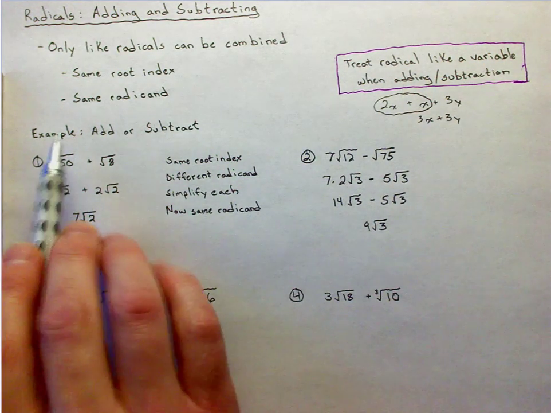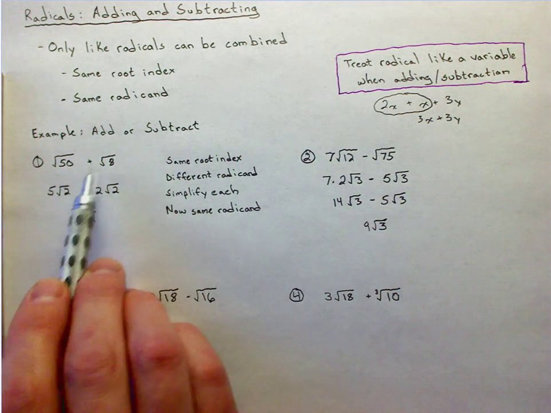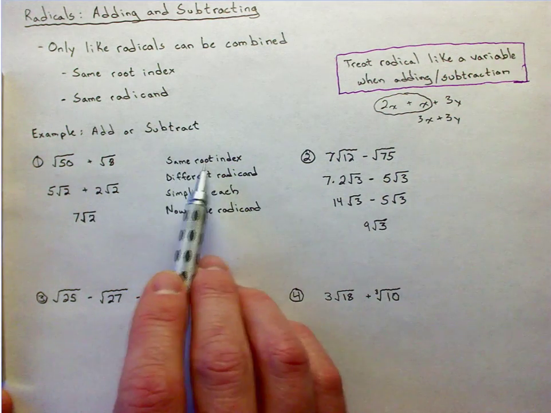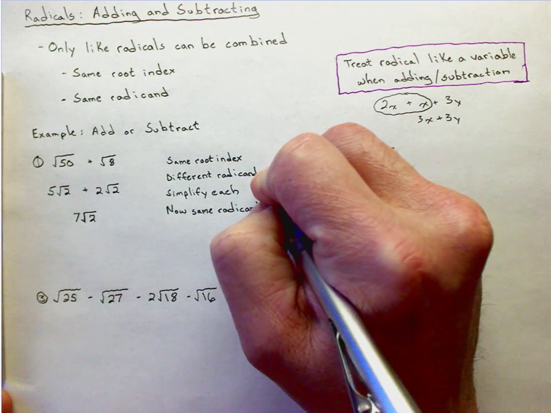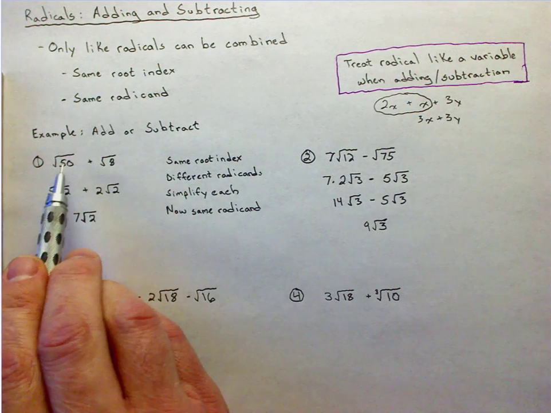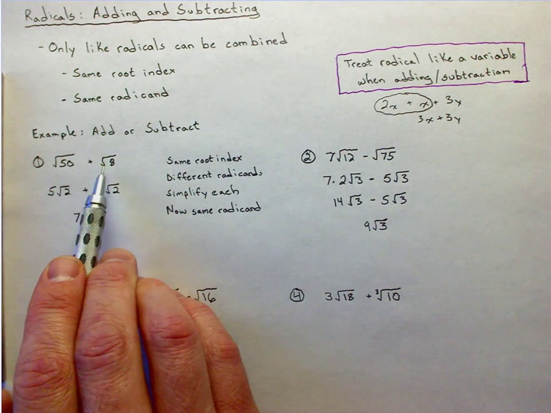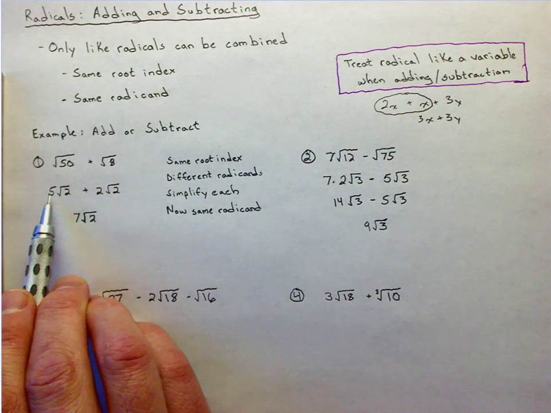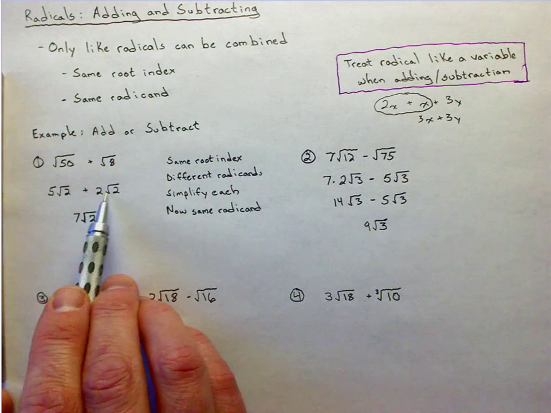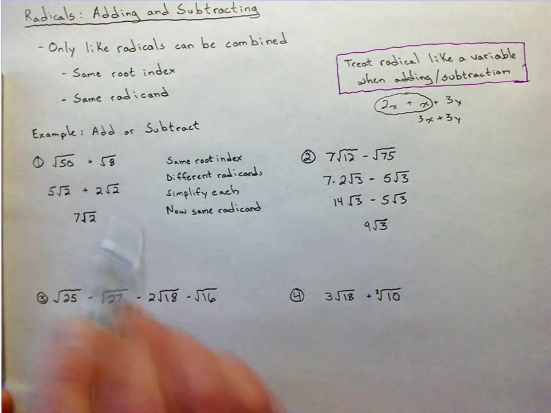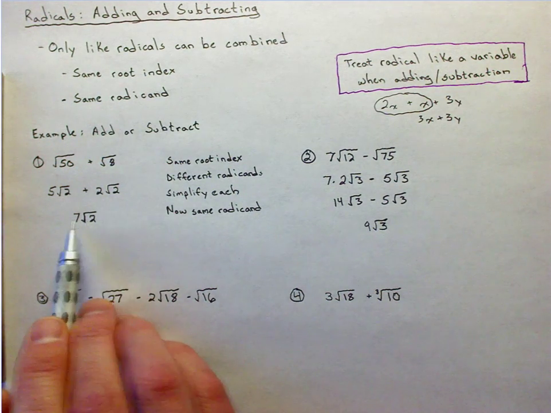So an example. We're going to add or subtract. We're given the problem: the square root of 50 plus the square root of 8. They have the same root index, but different radicands. So let's look at rewriting these, in essence simplifying the square root of 50 and the square root of 8. Square root of 50 turns into 5 square root of 2, and the square root of 8 turns into 2 square root of 2. Now we can add them together. 5 plus 2 is 7, and we have the square root of 2. So 7 square roots of 2.